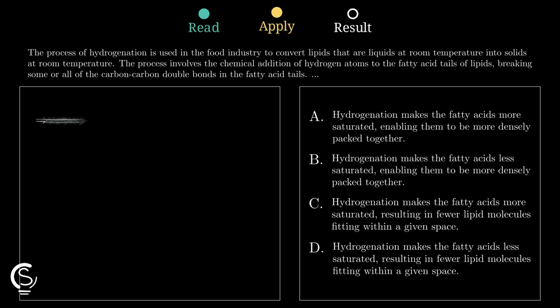Next, removing those double bonds transforms the bent unsaturated chains into straight saturated chains. These straight tails allow the lipid molecules to align perfectly and pack together much more tightly.